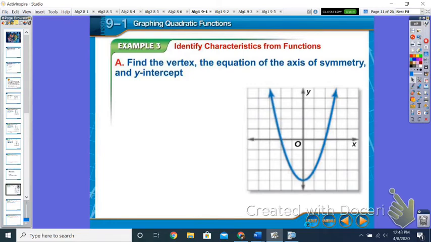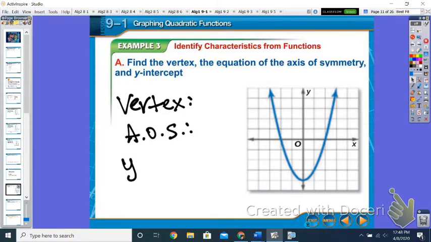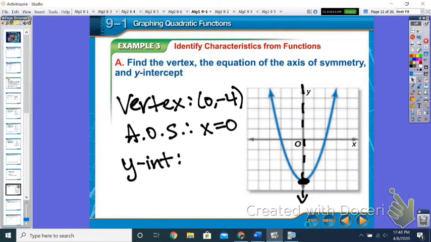Okay, so they want the vertex, axis of symmetry, and y-intercept. Vertex right down there looks like 0, 1, 2, 3, -4. 0, -4. Not moving left to right at all, but then moving down 4. Axis of symmetry then will be x equals 0 because our dotted line would be right down the middle, and the y-intercept is going to be -4.